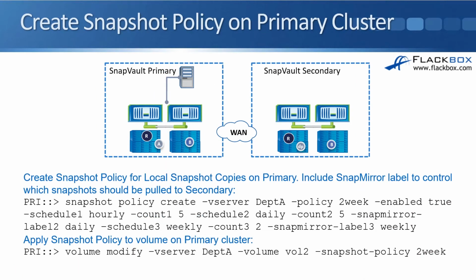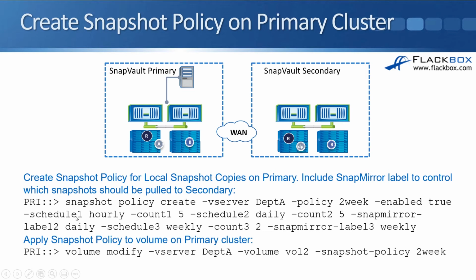Then we're ready to configure our snapshot policy on the primary source cluster. So working through an example here. On the source system, we say snapshot policy create. The vServer for our example is department A. And in the policy, we've named it to weeks. And then you have to say enabled true. So this command's quite unusual. Normally, commands will be enabled by default, but when you create a snapshot policy, it's not enabled by default. So you do have to explicitly say enabled true.